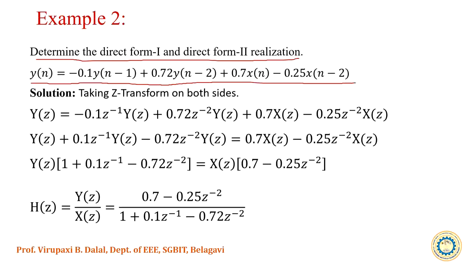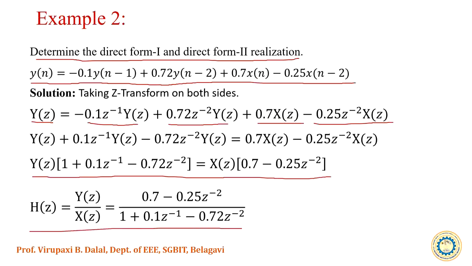First, take the z transform on both sides. The z transform of y of n is Y of z, which is equal to minus 0.1, which is a constant, times the z transform of y of n minus 1, which is z inverse Y of z, plus 0.72 z raised to minus 2 Y of z, plus 0.7 X of z minus 0.25 z raised to minus 2 X of z. Simplifying this, taking Y of z on the left hand side and X of z on the right hand side, and simplifying further, we'll get Y of z times 1 plus 0.1 z raised to minus 1 minus 0.72 z raised to minus 2 is equal to X of z multiplied with 0.7 minus 0.25 z raised to minus 2. So this is the transfer function of the given difference equation, that is H of z is equal to Y of z by X of z, 0.7 minus 0.25 z raised to minus 2 divided by 1 plus 0.1 z raised to minus 1 minus 0.72 z raised to minus 2.